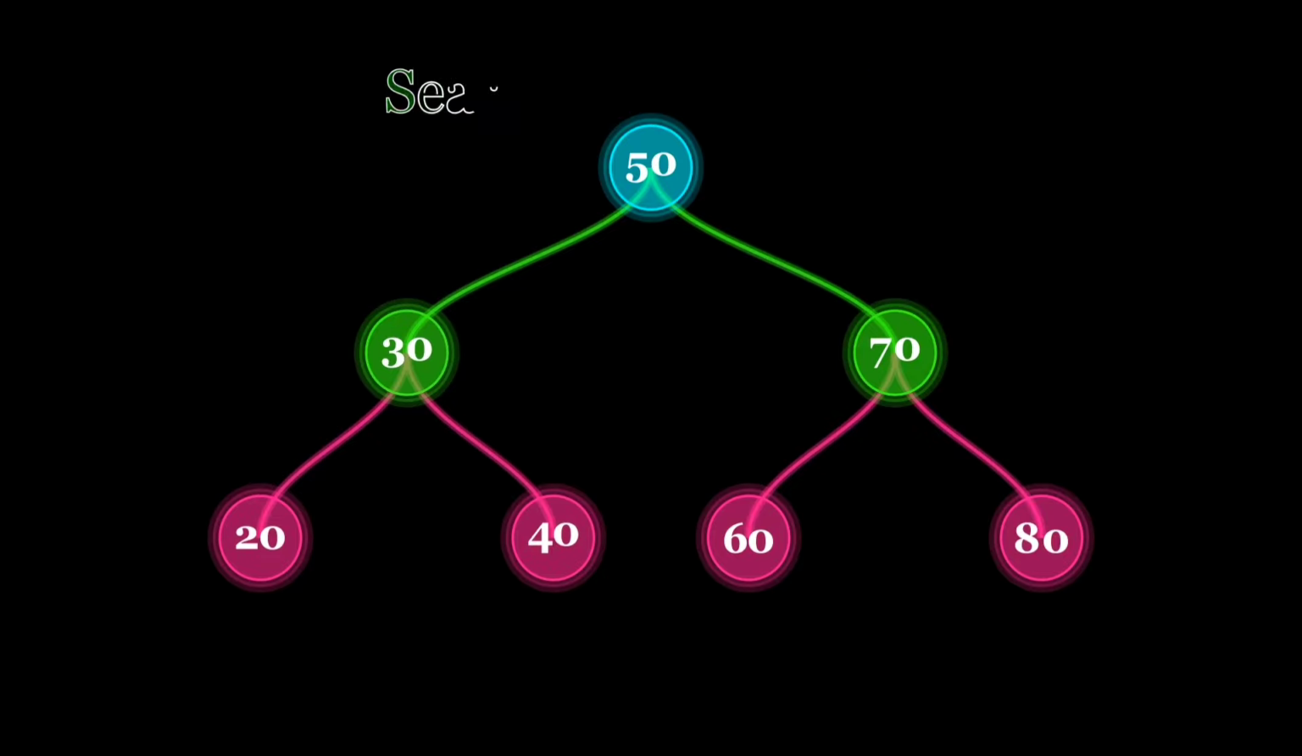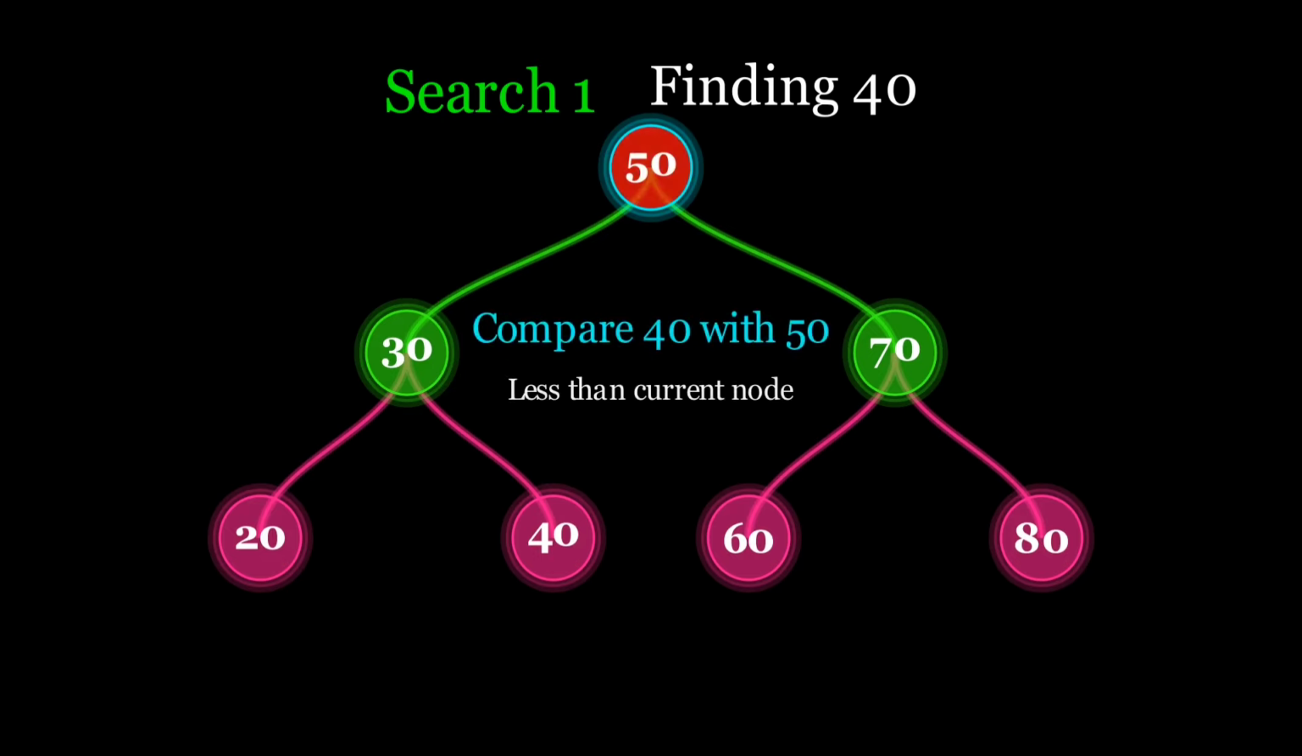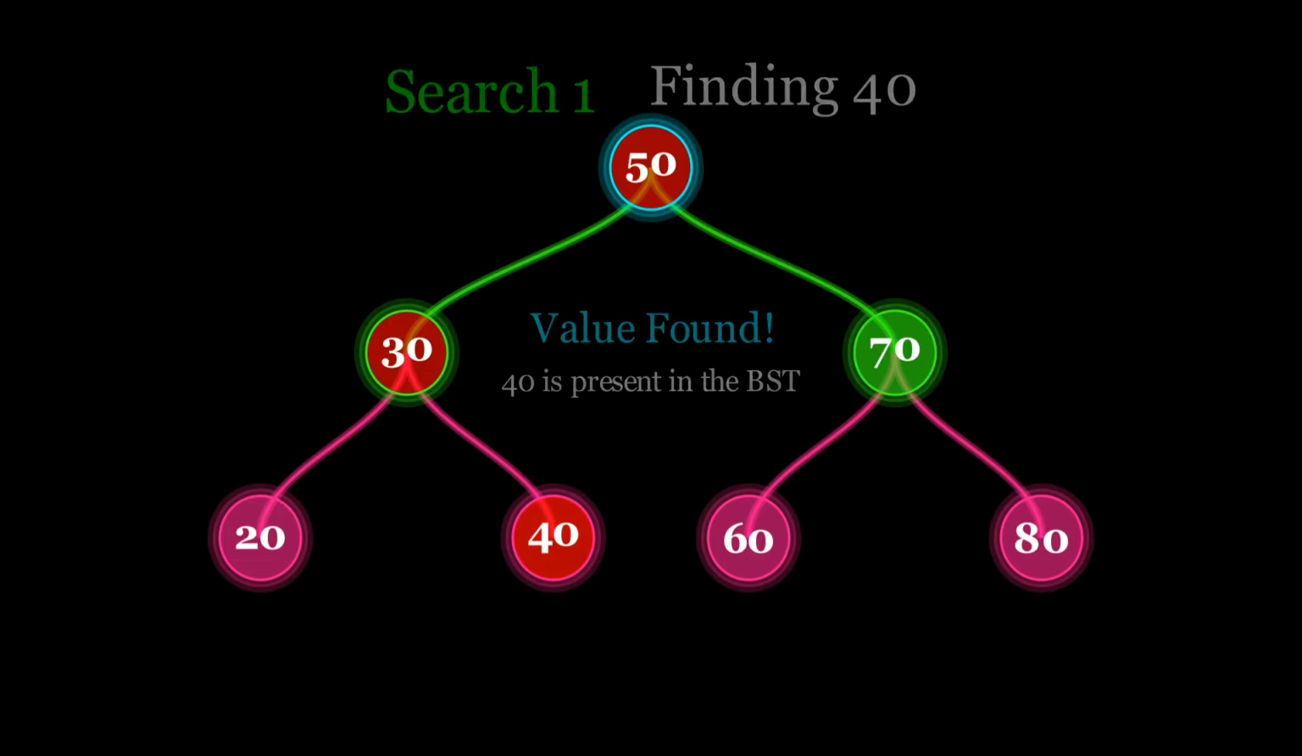We start at the root node 50. Since 40 is less than 50, we move to the left child, which is 30. Now we compare 40 with 30. Since 40 is greater than 30, we traverse to the right node 40. Match is found. Our search completed successfully at this node. Total of 3 comparisons are made, demonstrating the order of log n efficiency for the balanced binary search tree.